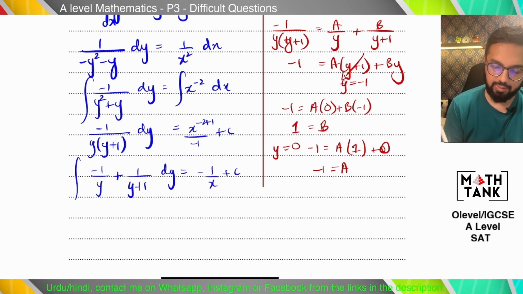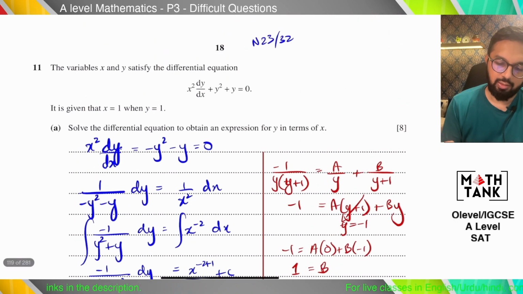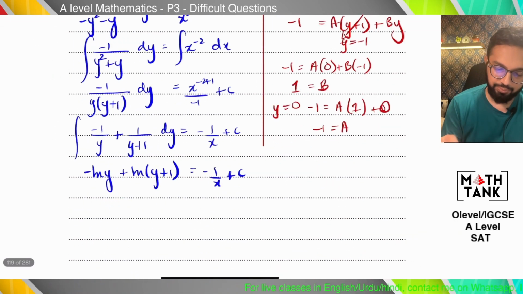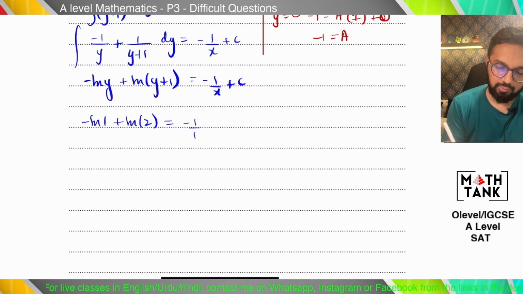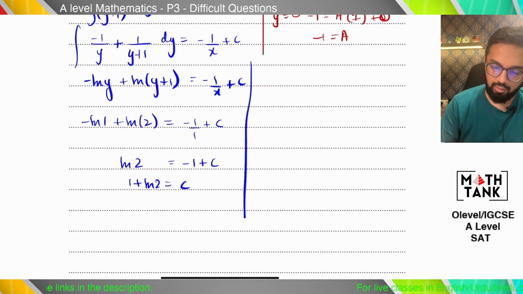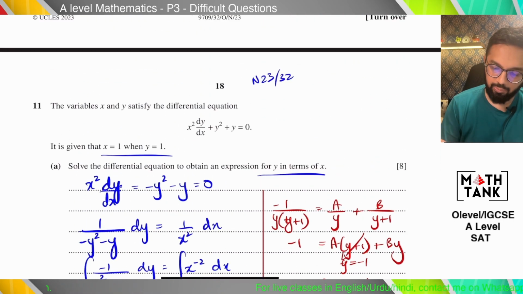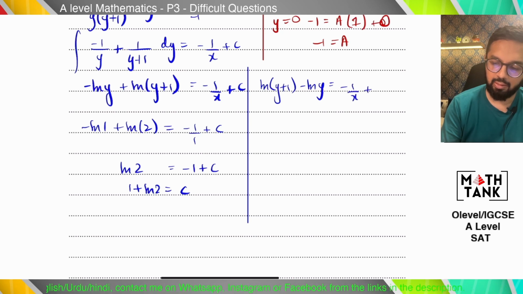Minus 1 over x plus c, minus ln y plus ln y plus 1, minus 1 over x plus c. See what I have? It is given that x equals to 1 when y equals to 1. So c comes out as minus 1 plus c is equals to ln 2. 1 plus ln 2 is c. Express y in terms of x. So ln y plus 1 minus ln y equals to minus 1 over x plus 1 plus ln 2.